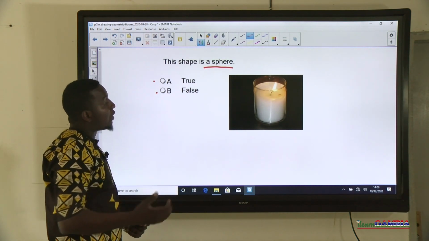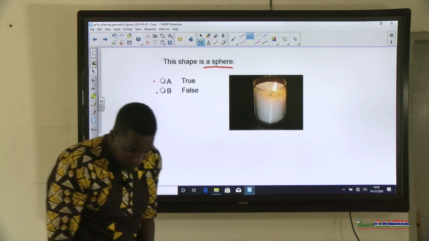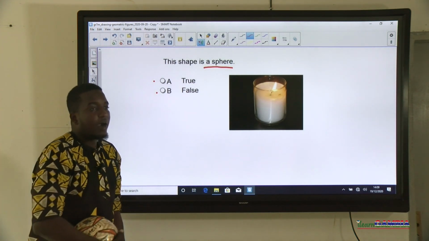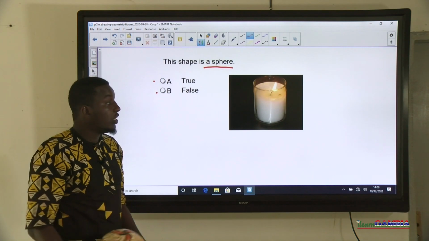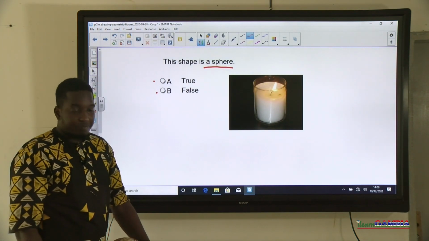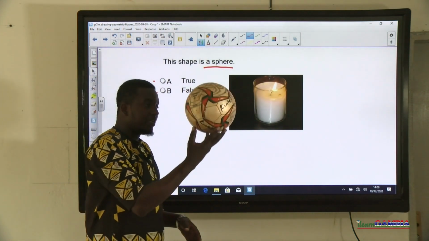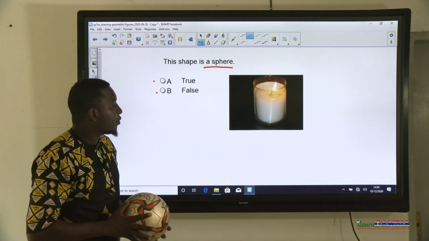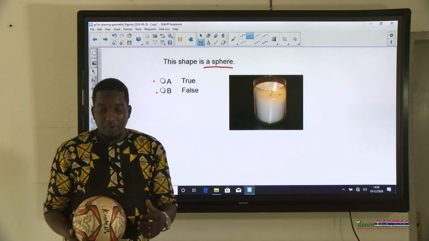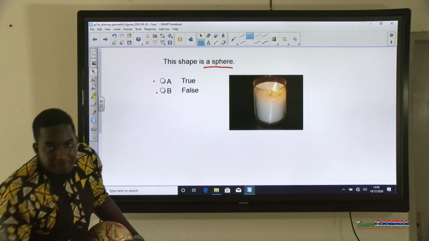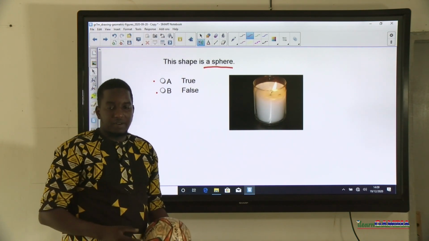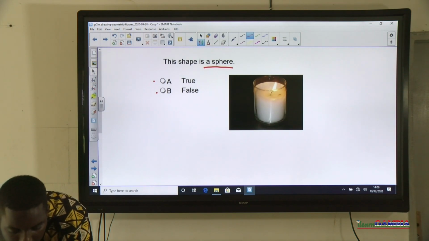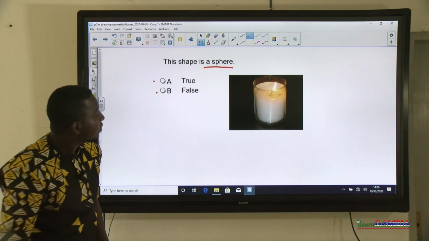What did we learn about spheres? What do we know about them? When we were discussing spheres earlier, you said they are three-dimensional shapes or solid shapes that are perfectly round. We said examples of that can be a ball, a volleyball, also the globe and a marble. These are all examples of spheres. Now let's look at the picture and see whether it resembles a sphere.